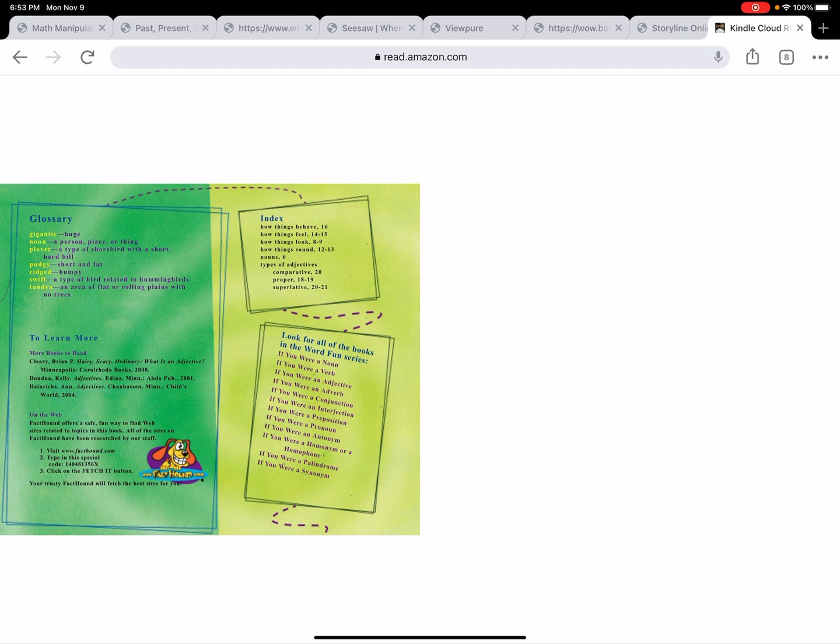All right, I hope you enjoyed our story. Oh, look, we have some text features in the back of our book, like a glossary. If you weren't sure what gigantic, noun, plover, pudgy, rigid, swift, or tundra were, you could look in the back of the book in the glossary. We also have an index. If I wanted to learn how things feel, I could turn to pages 14 and 15 to read about that. Those are text features that we talked about last week.